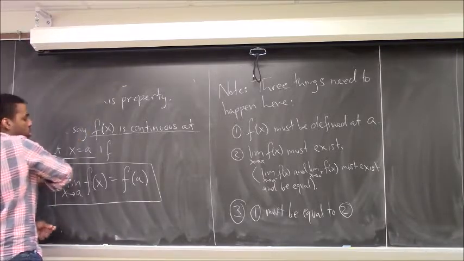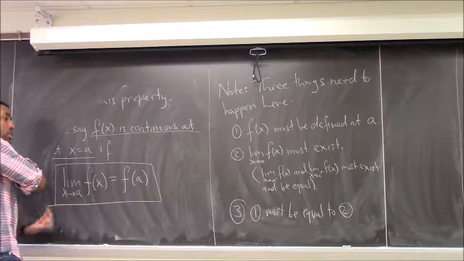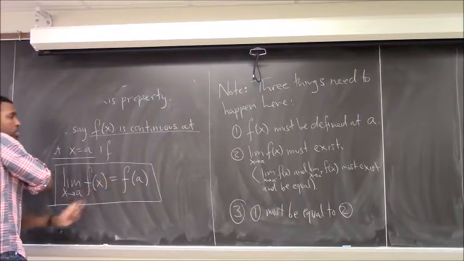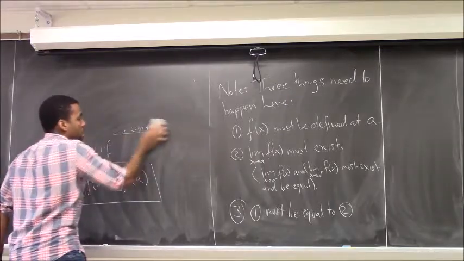And in order for that to work, the limit has to exist, which means each one-sided limit needs to exist, and the function needs to be defined at the point, and those two things must be equal. They must be the same value.